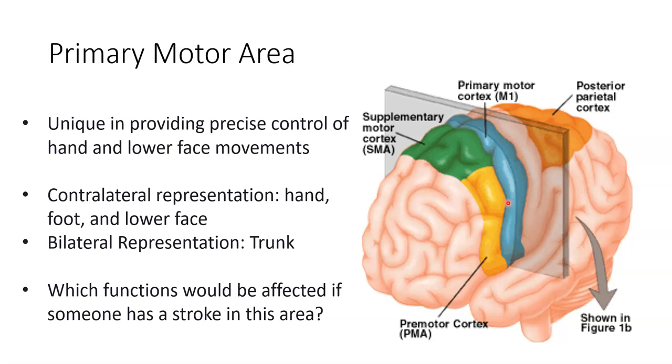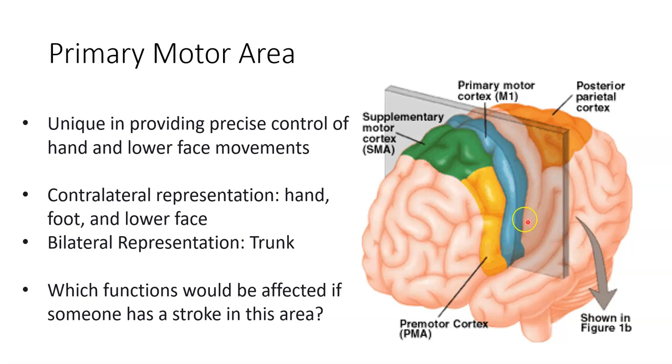Lastly, in the motor areas, we have the primary motor area. This is the main motor area right in front of your central sulcus, shown in blue over here, and it is what executes the movement. So after the supplementary motor area and premotor area have planned everything and initiated the movement, the primary motor area is the one that executes fine motor control of your hand and lower face.